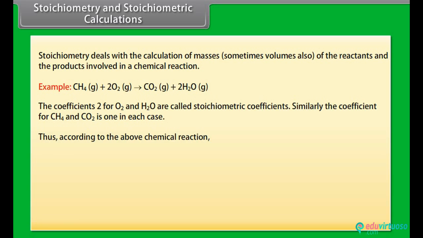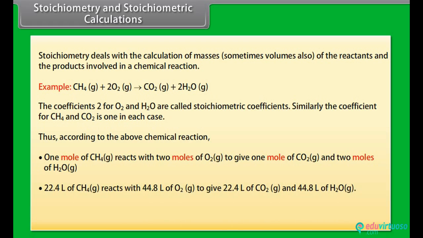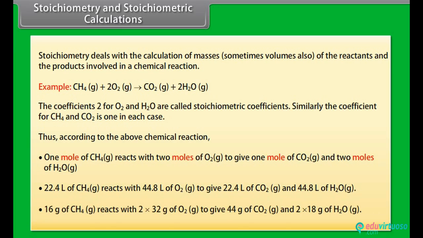Thus, according to the above chemical reaction, 1 mole of CH4 reacts with 2 moles of O2 to give 1 mole of CO2 and 2 moles of H2O. 22.4 liter of CH4 reacts with 44.8 liter of O2 to give 22.4 liter of CO2 and 44.8 liter of H2O. 16 gram of CH4 reacts with 2 into 32 gram of O2 to give 44 gram of CO2 and 2 into 18 gram of H2O.